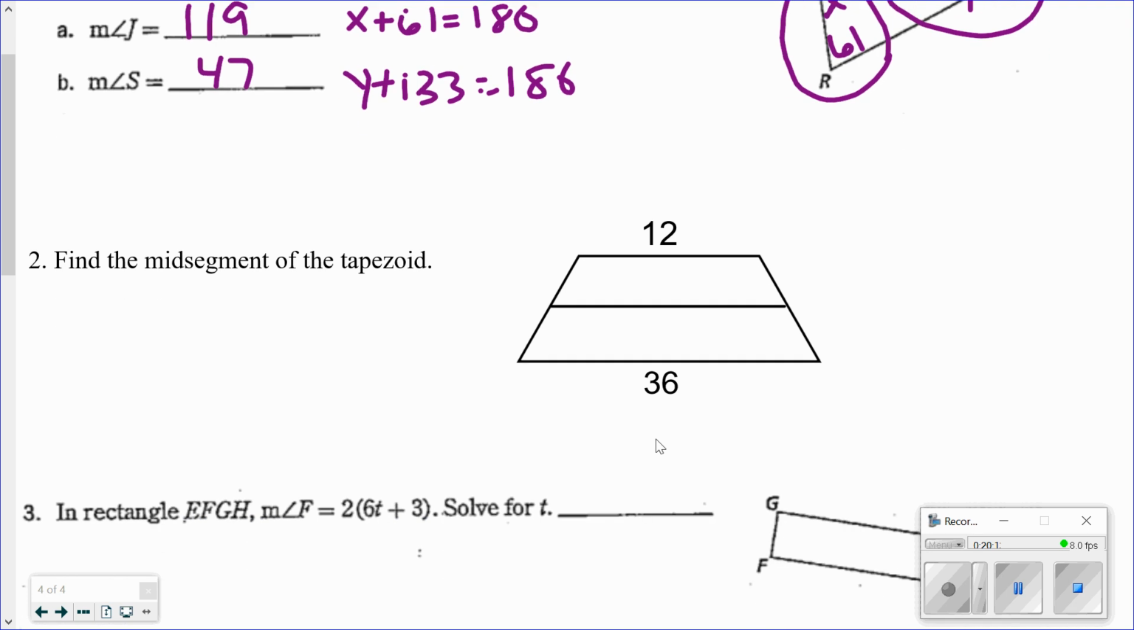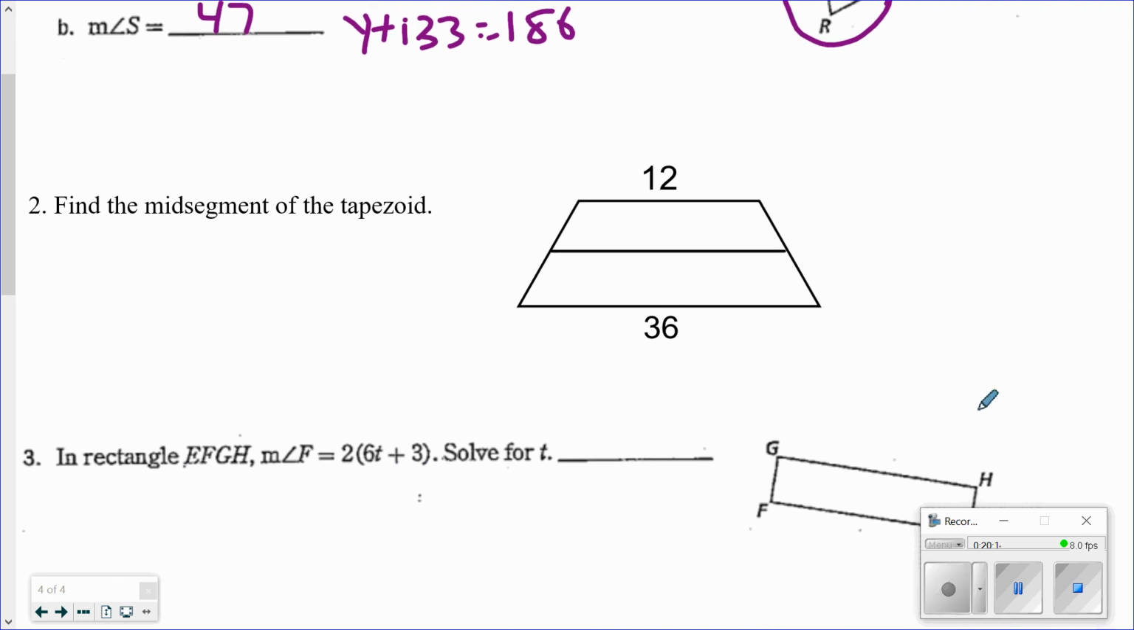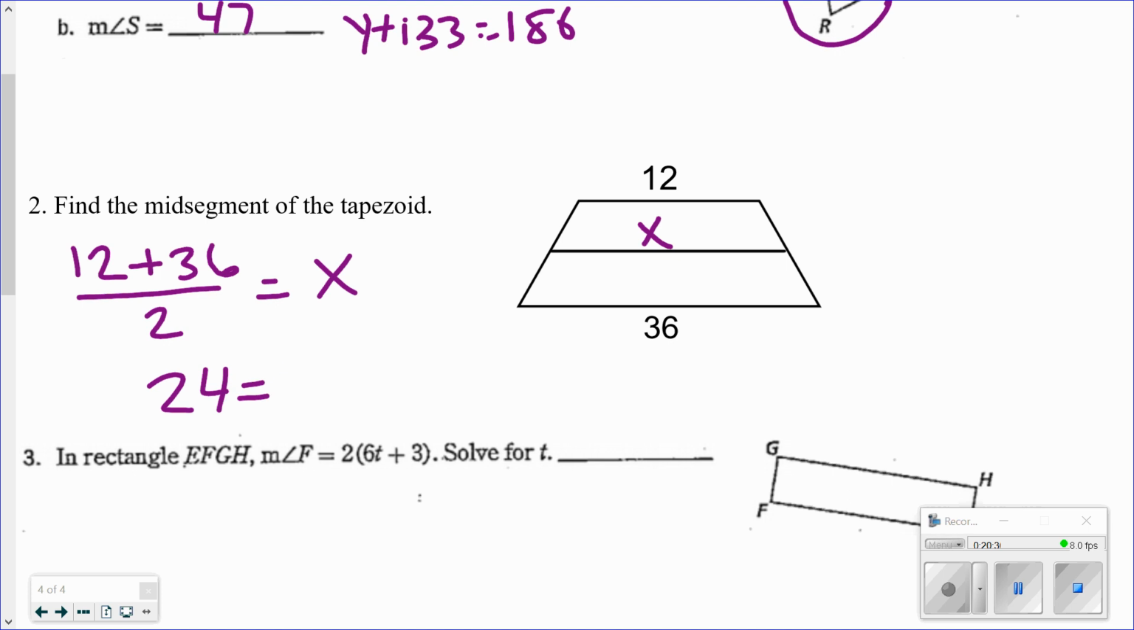Next, we're going to find the mid-segment of this trapezoid, and we know that that is right here. The equation for the mid-segment is just to add up the bases and divide that number by 2. So in this case, our base is 12, and the second base is 36. Divide that by 2. That will give us the value of x. Plug that in your calculator. 24 is equal to x.